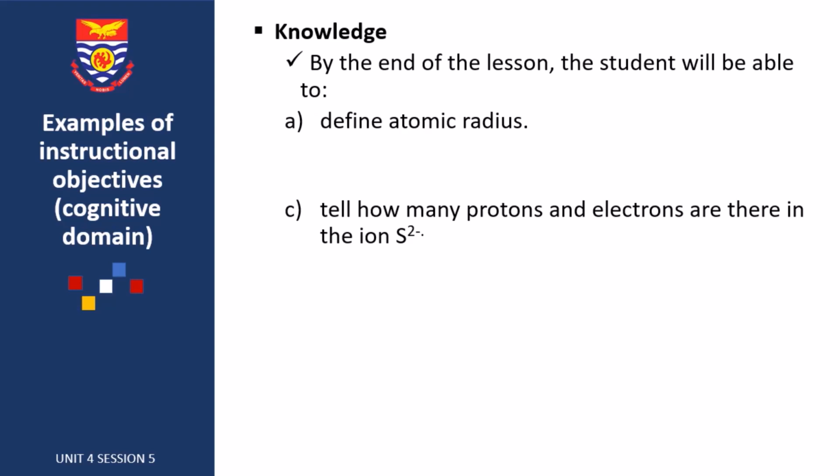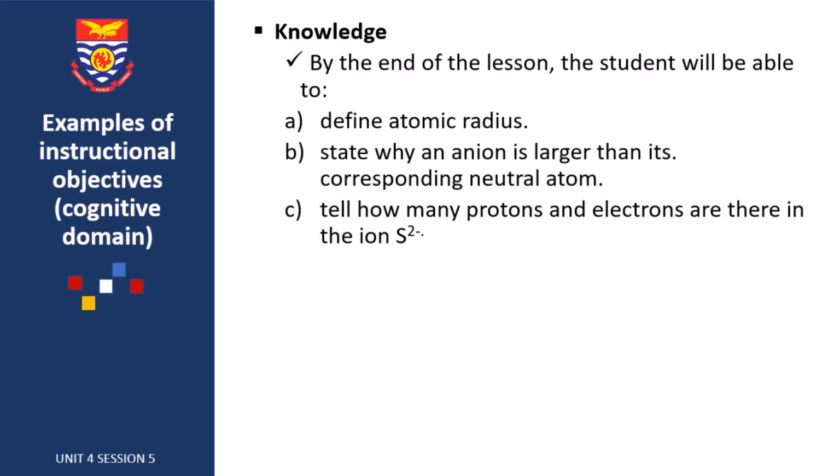Look at something here. We have not stated any multiple tasks in one objective, like saying define and state. So take note of that. Tell how many protons and electrons are there in the ion S2 minus. The action verbs used here are all at the knowledge level.